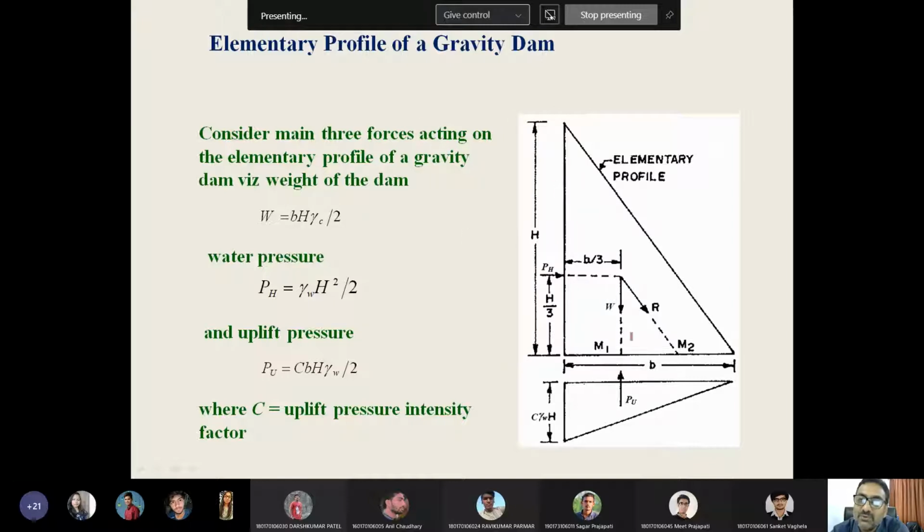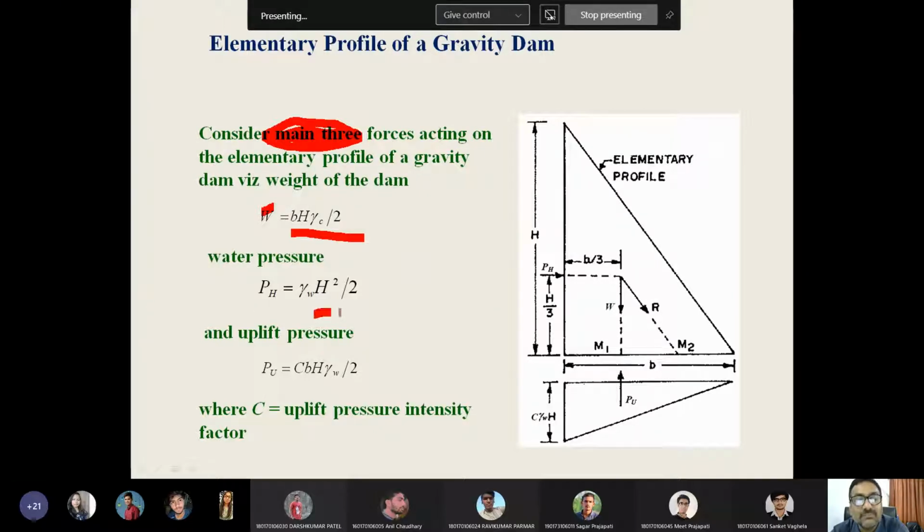After storing water in this elementary profile, we have considered the water-induced uplift, PU, and the self weight also. So consider the main three forces acting on the elementary profile of the gravity dam. This is the first, the weight which we understood: the weight of the elementary profile dam.